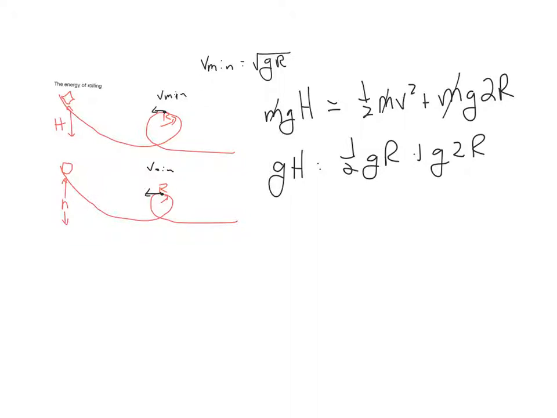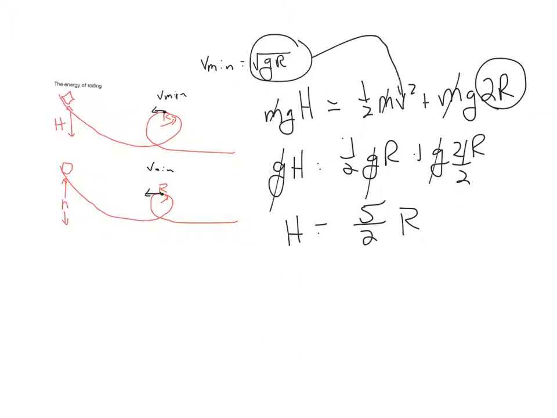Right, and this is going to be 4/2, so that g cancels, and the minimum height needed is going to be 5/2 times the radius. Okay. Substitutions are this for height, this for the minimum speed, because that's where we're at. We're trying to find the minimum height. Whatever the radius is, the starting height has to be 5/2 times that.